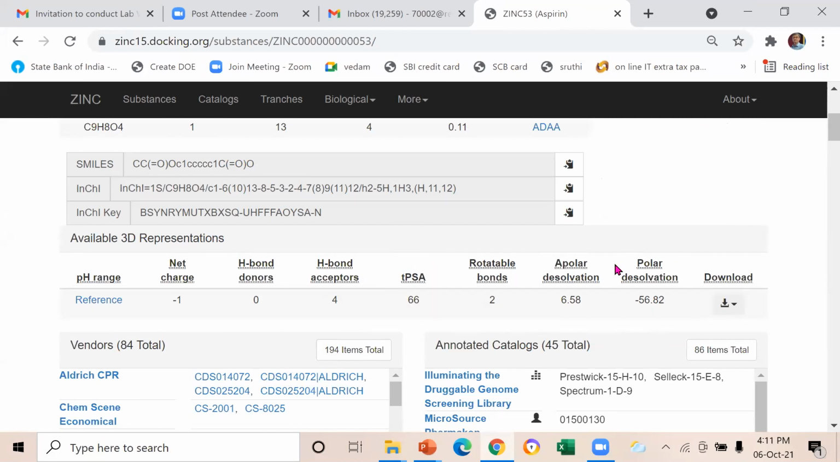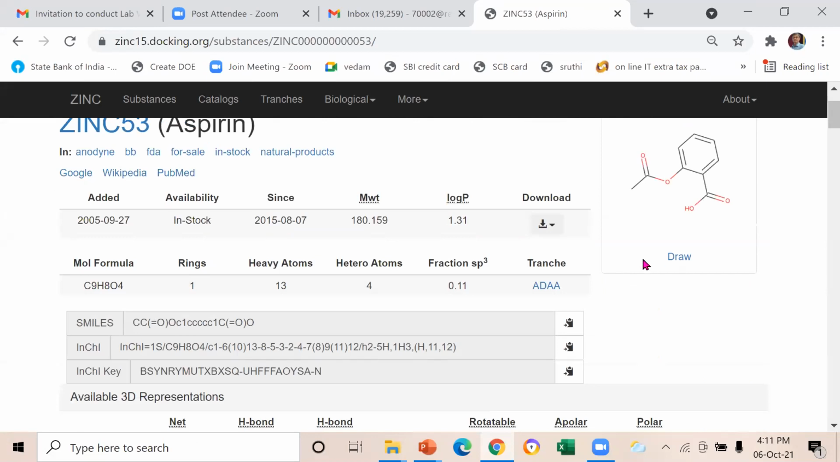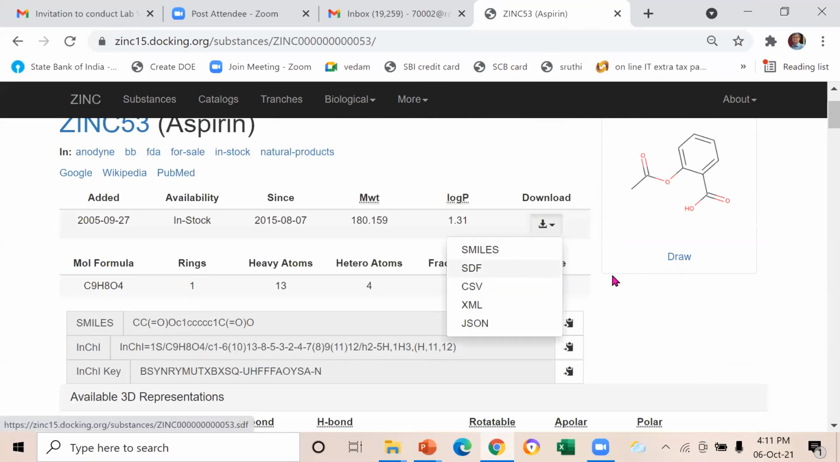One important point I want to show here: there is something called SDF. We can download the three-dimensional structure of this aspirin through this SDF. We will be doing that quite a lot tomorrow. This is the SDF format, for downloading the structure. We will use it if you are going to do docking, pharmacophore modeling, so many things. We will be downloading the SDF format. We'll do that tomorrow and the day after.